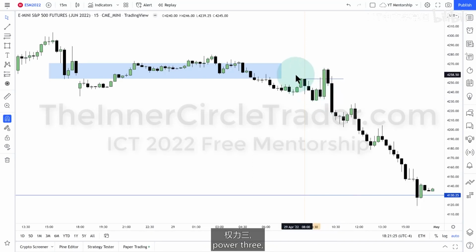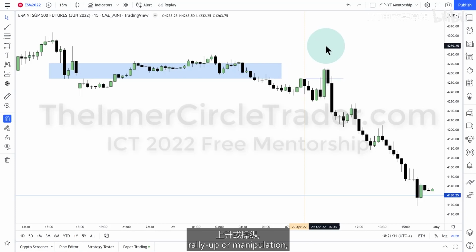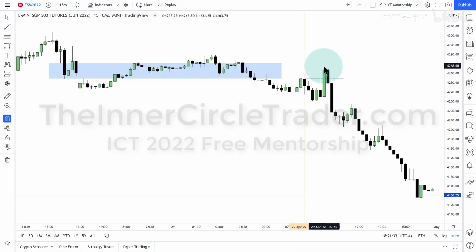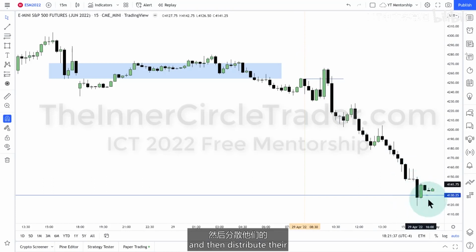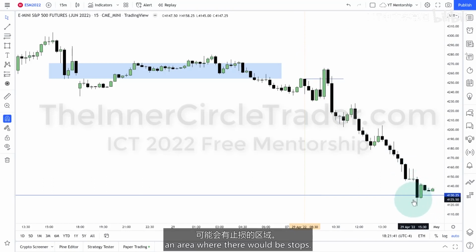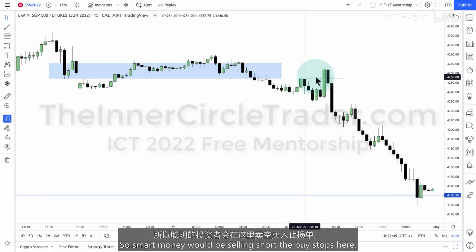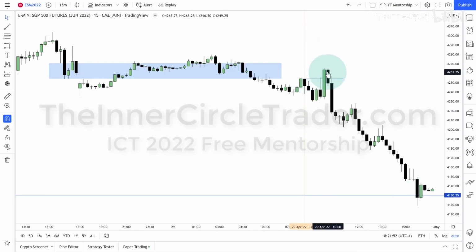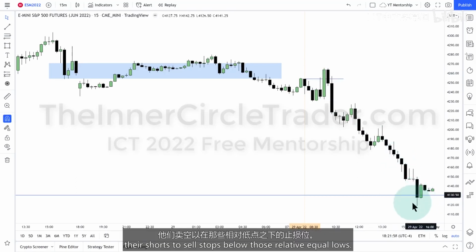But power 3, which is the open, rally up or manipulation, creating the high, and then the movement lower, and then distribute their shorts below an area where there would be stops. So smart money would be selling short the buy stops here, riding this out, and then offloading their shorts to sell stops below those relative equal lows.